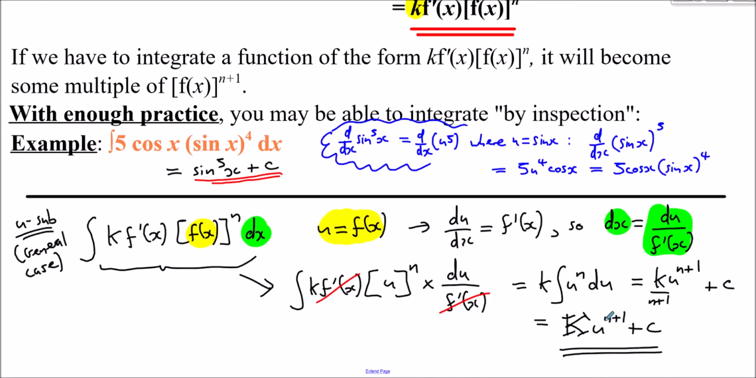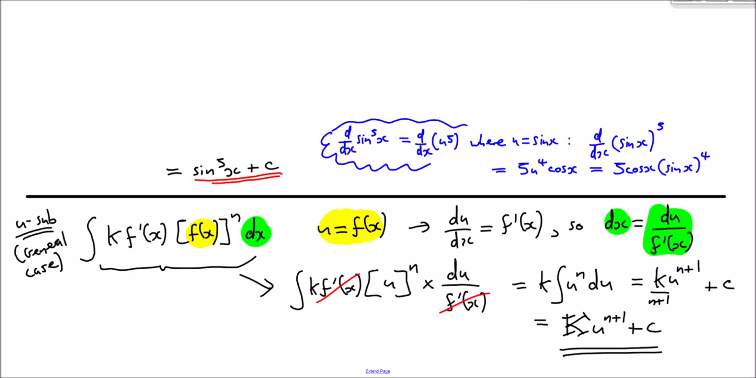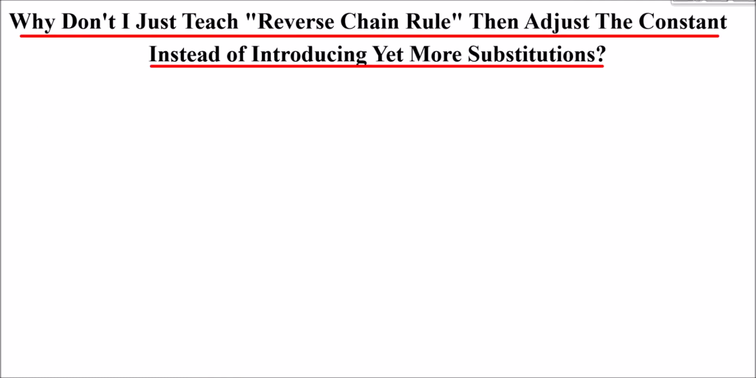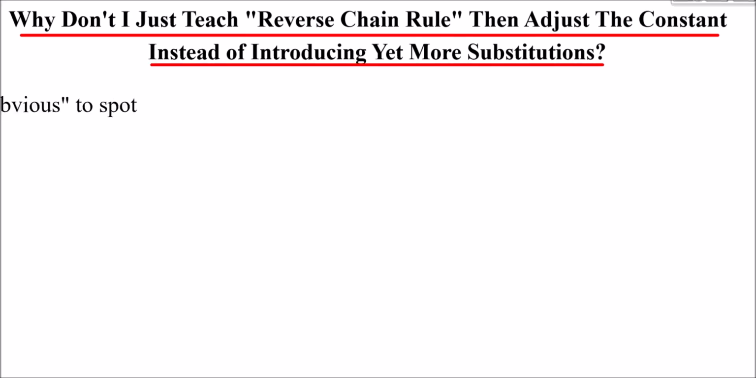So why do I do it that way rather than just by inspection? I'm going to try and explain why I use this u-sub method next. So why don't I just teach the reverse chain rule, essentially, then just adjust the constant instead of introducing yet more substitutions? So we've done some substitutions already, so why am I suggesting you do more of them? Well, just to explain, a few reasons, in my opinion. Essentially, I don't think it's always obvious to spot and adjust the constant like using the reverse chain rule requires you to do.